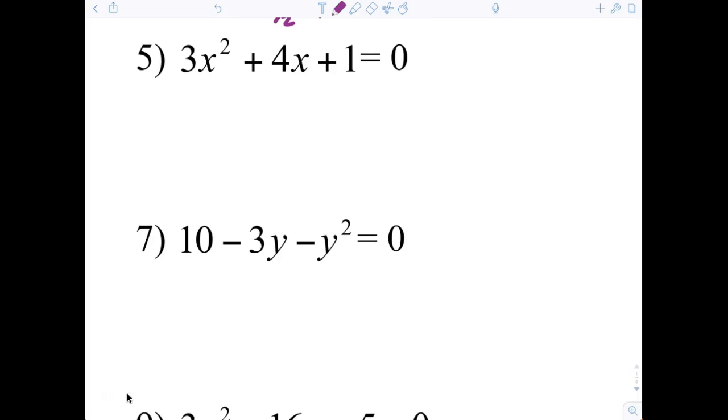Come on. 1 divided by 3 is not 3. Good. Yeah, 1 divided by 3 is not 3.